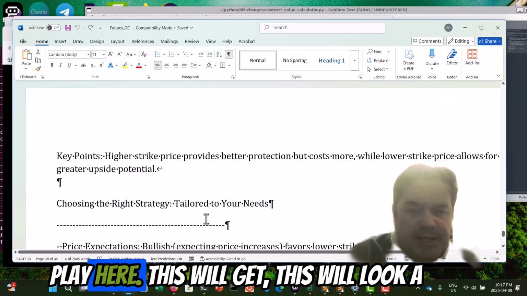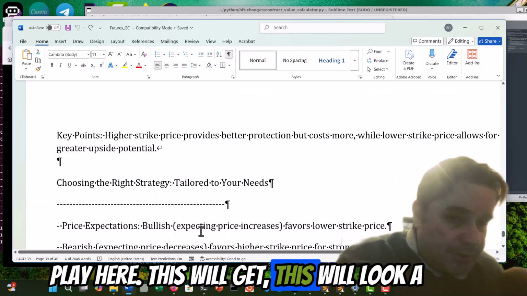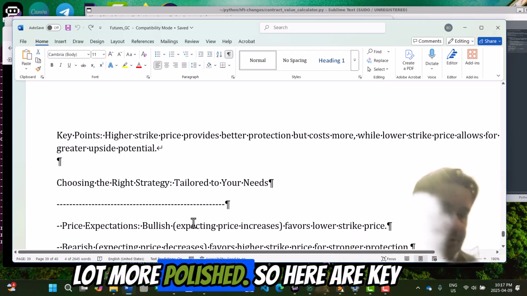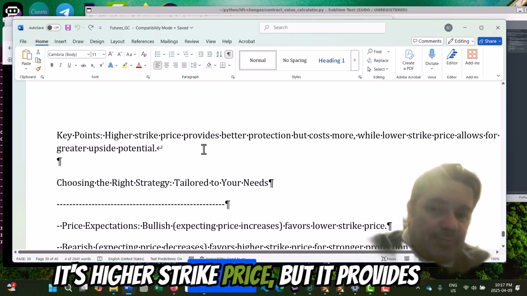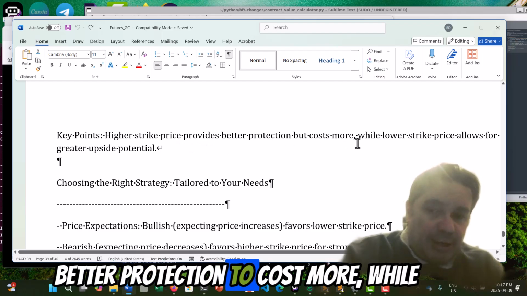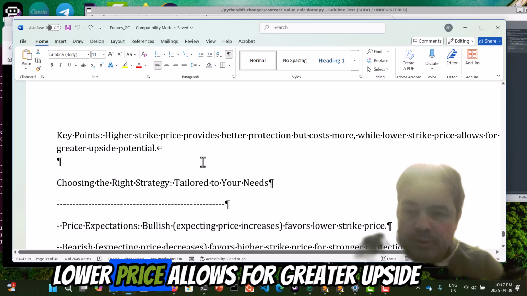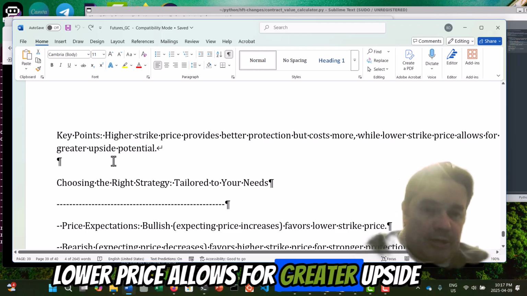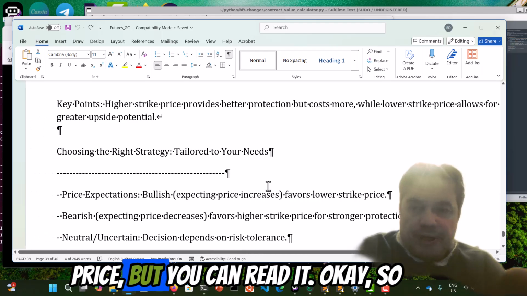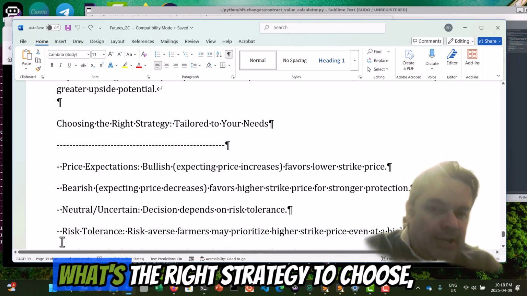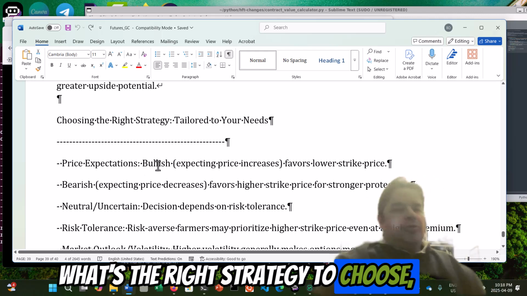So again, we can role play here. This will look a lot more polished. So here are key points again. The suggestion is higher strike price provides better protection but costs more, while lower price allows for greater upside potential. Yeah, lower strike price, but you can read it. Okay, so what's the right strategy to choose?